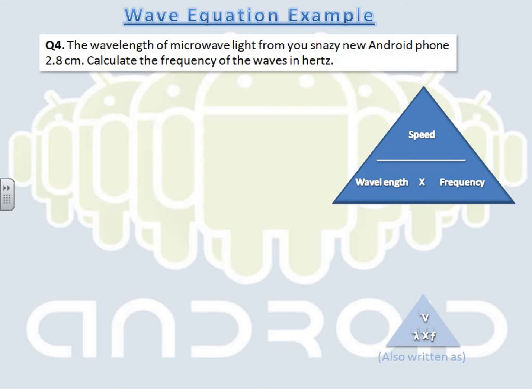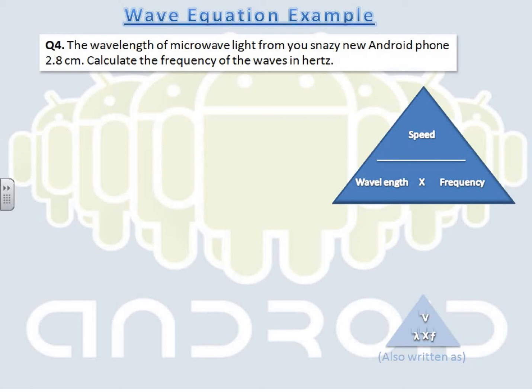In this question, we're going to work out the frequency of light coming out of your phone. So, the question says, the wavelength of the microwave light from your snazzy new Android is 2.8 centimeters. Centimeters. So already I'm thinking, should I convert that to meters? Calculate the frequency of the waves in hertz, which is how you measure wave frequency.